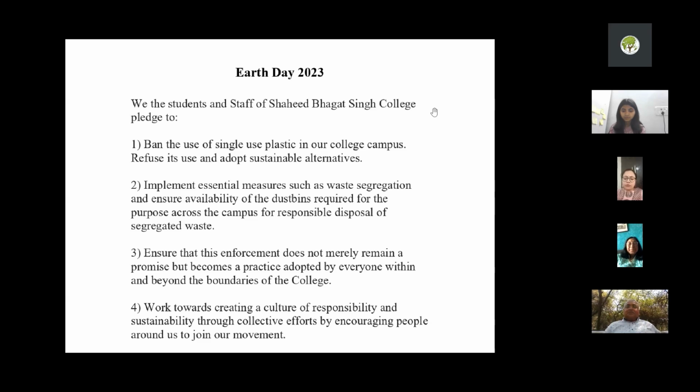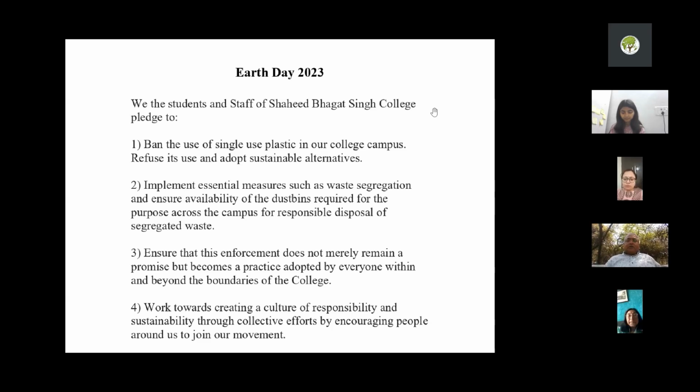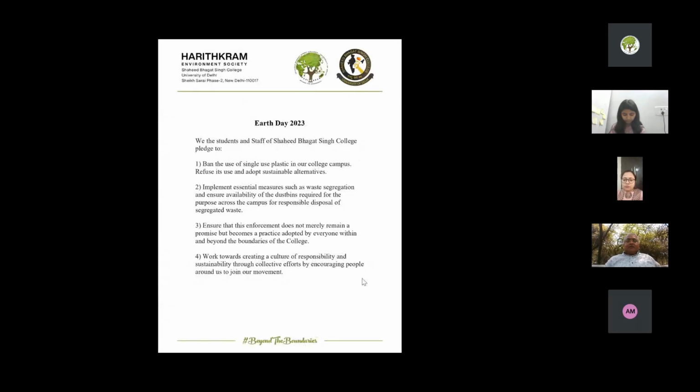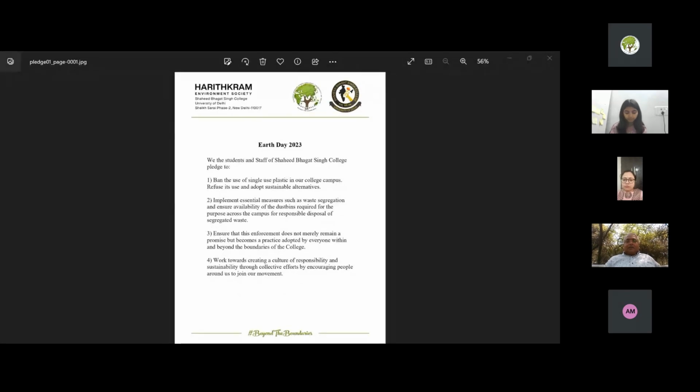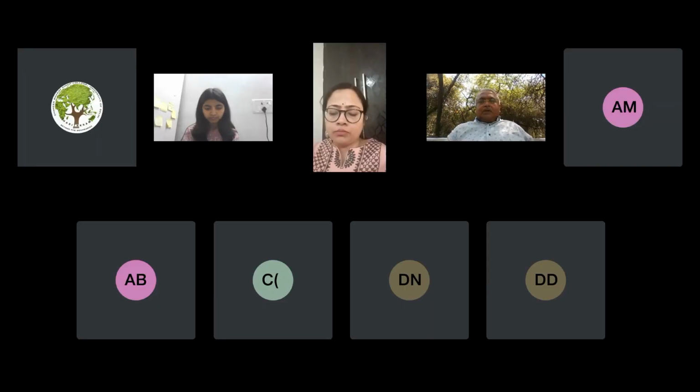Thank you all for taking this pledge on Earth Day 2023. And I think it's not just the pledge that we take, but we will all put all efforts together in the campus and the college so that we are able to make it a reality, that the single use plastics are completely out of the campus, and whatever there is gets segregated and is sent for recycling.